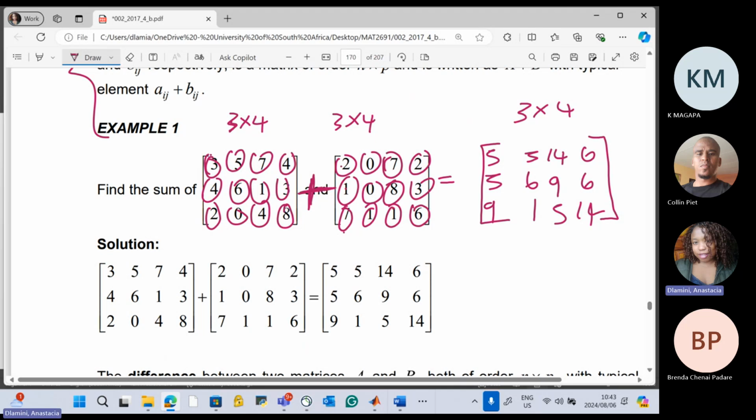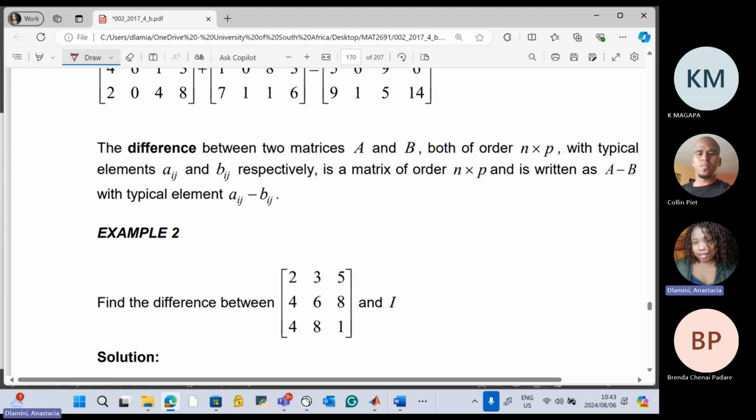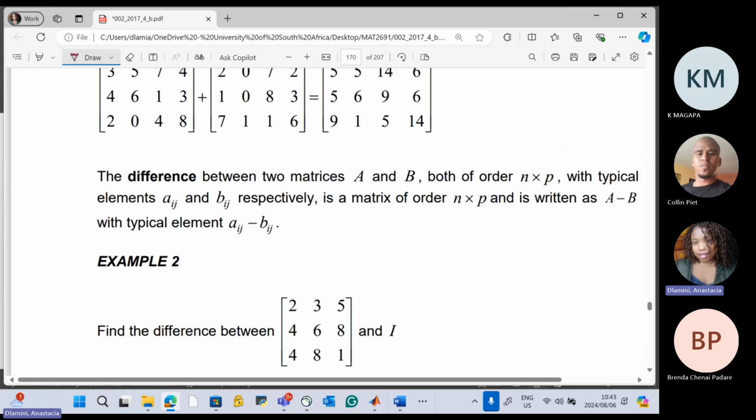With subtraction as well, it's the same thing. You go element by element. Are we all together, guys? Yes, ma'am. So now let's look at this. Find the difference between this matrix and the matrix I. What do they want us to do? What is the matrix I?